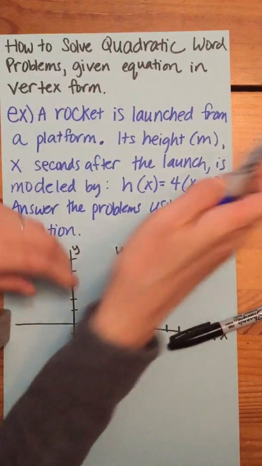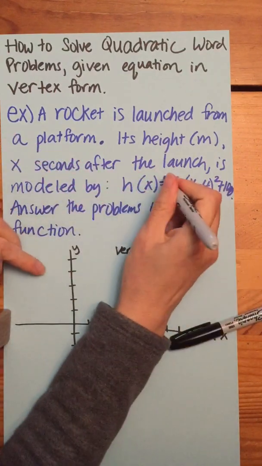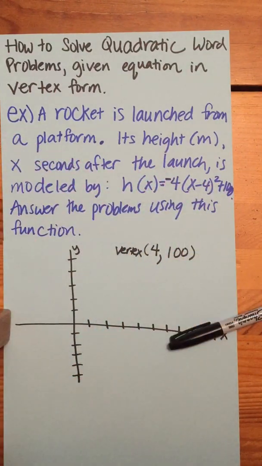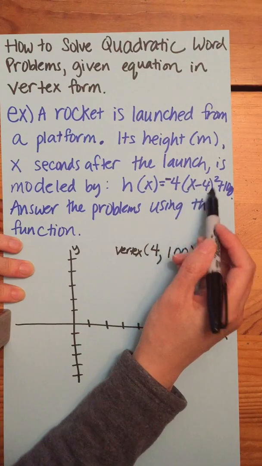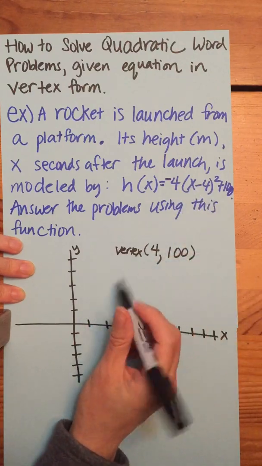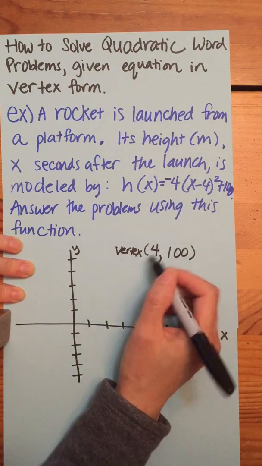Excuse me, this equation is actually not right. This should be a negative 4. Okay, so h of x equals negative 4 times quantity x minus 4 squared plus 100. So because there's a negative coefficient in front of this, that means that my parabola is going to face down from 4, 100, and I need at least one other point.